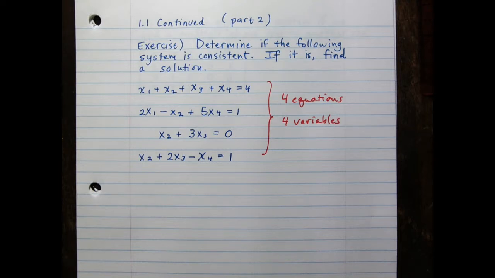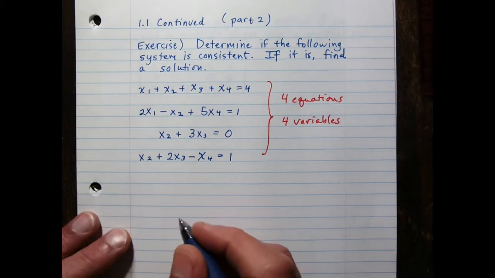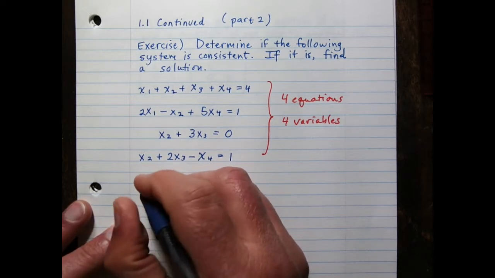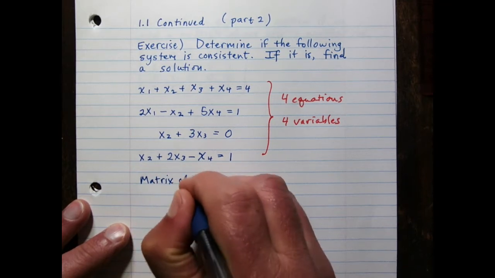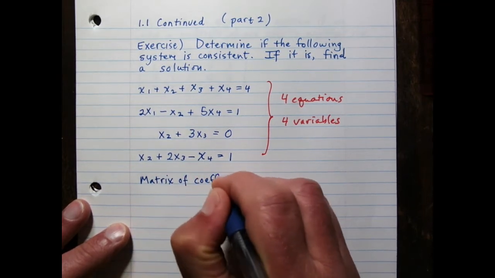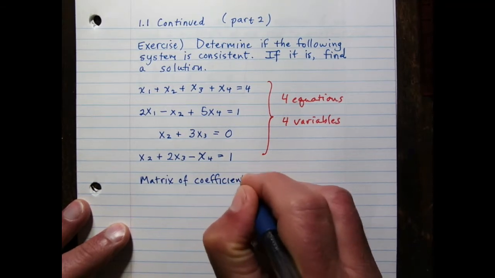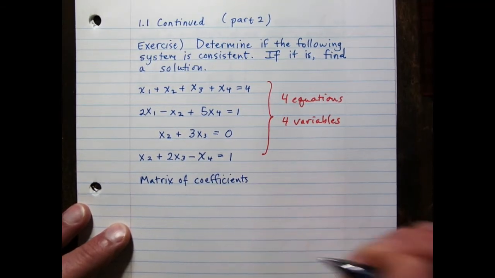The first thing we want to do is set up a systematic process we can apply to solve these systems with lots of equations and lots of variables. It's like we need something a little bit more than just basic algebra to help us get through. But actually the process is fairly simple. We're going to work with something called a matrix. And for every system, there's something called the matrix of coefficients.